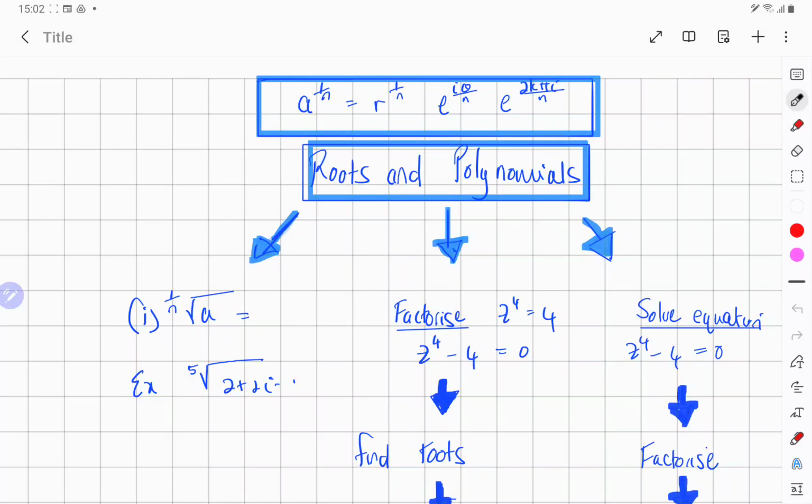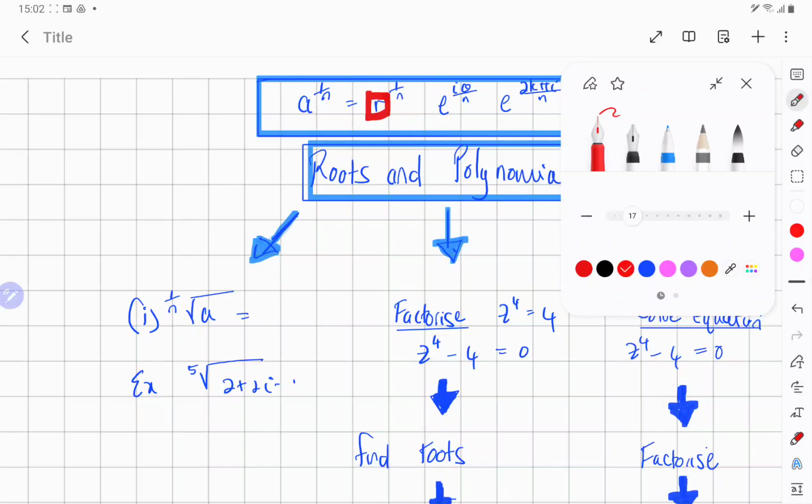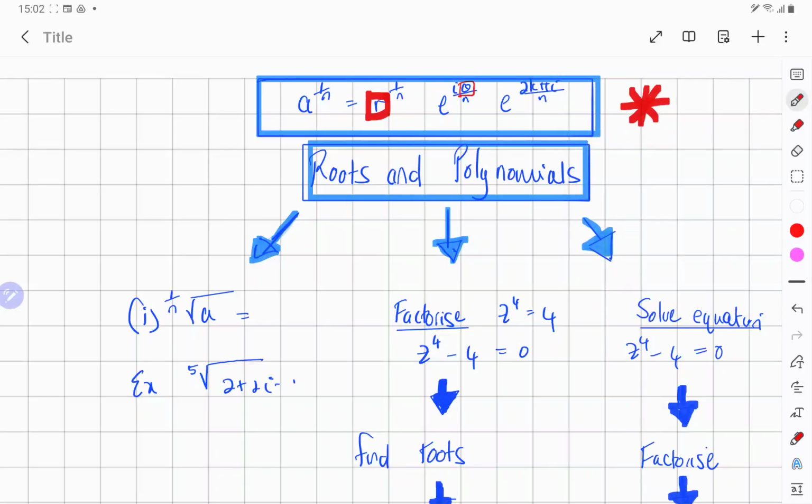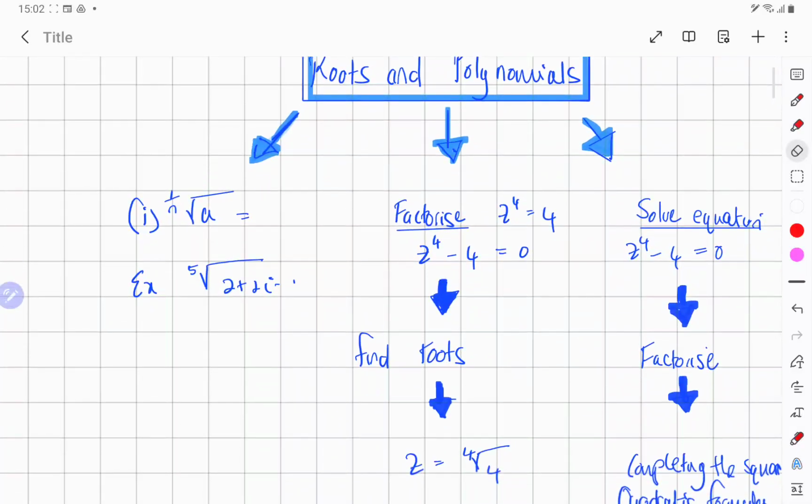We are doing roots and polynomials, part 2. Just to recall from part 1, we said that to find the complex roots of a complex number, we will always use this formula. So, we always need to solve for r, and we also need to always solve for theta. So, basically the modulus and the argument.